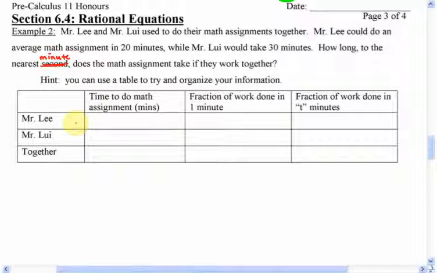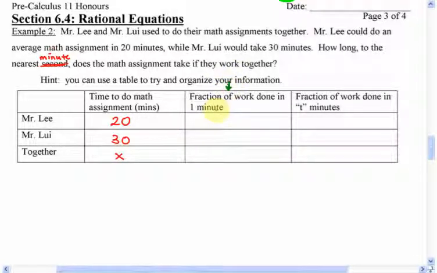How long did it take me to do the assignment? 20 minutes. Okay, let's write down 20. How long did it take Mr. Louis to do the assignment? 30. Now, together, we actually don't know. So when we don't know something, we call it x. Okay, fine, x. Variable x. I was going to think t for time, but whatever. Okay, next part. Shh, quiet, please. Okay, let's focus here. The next column says this.